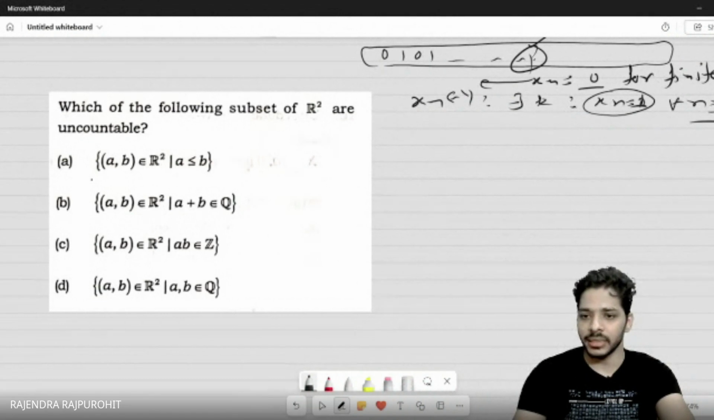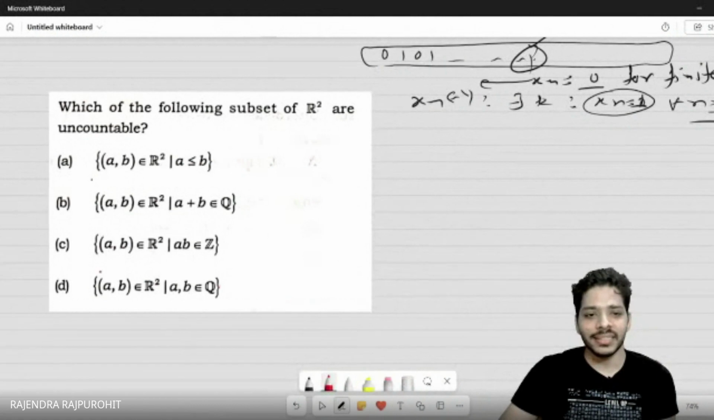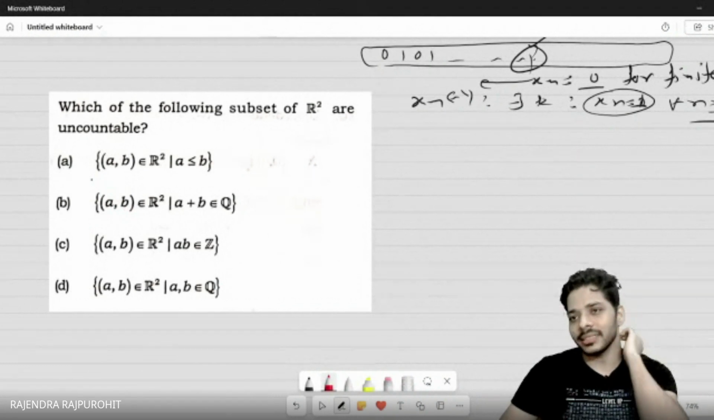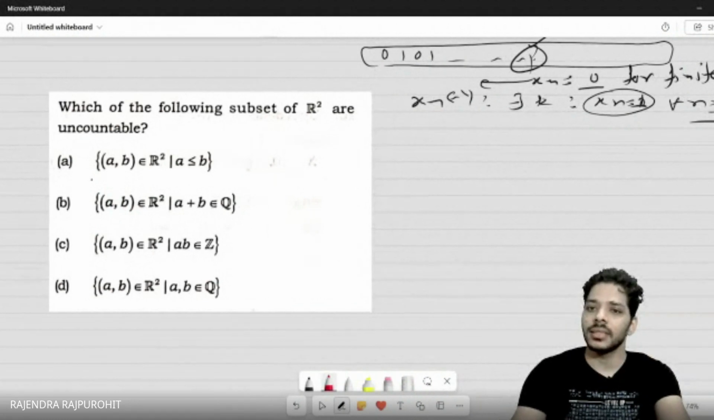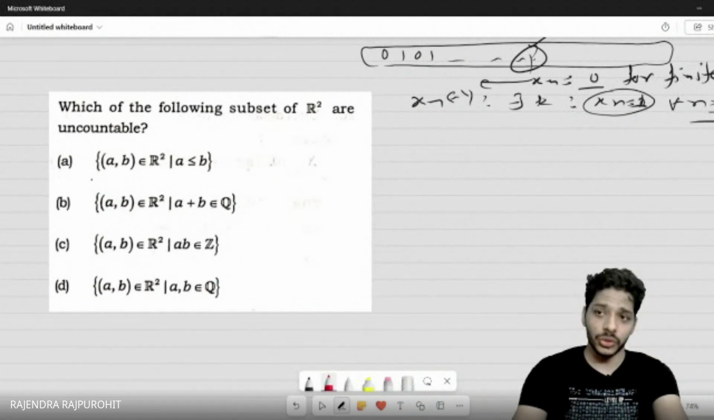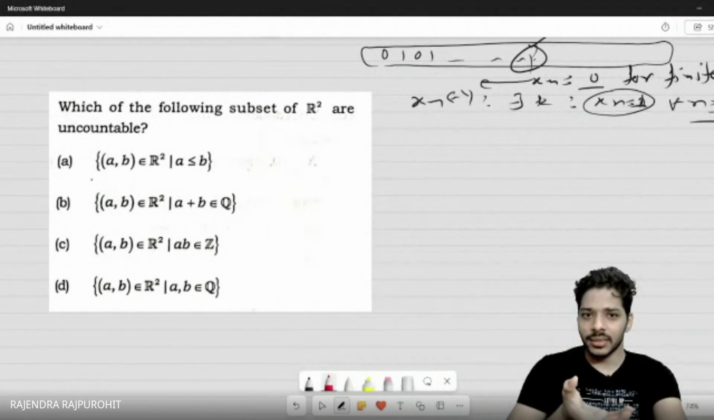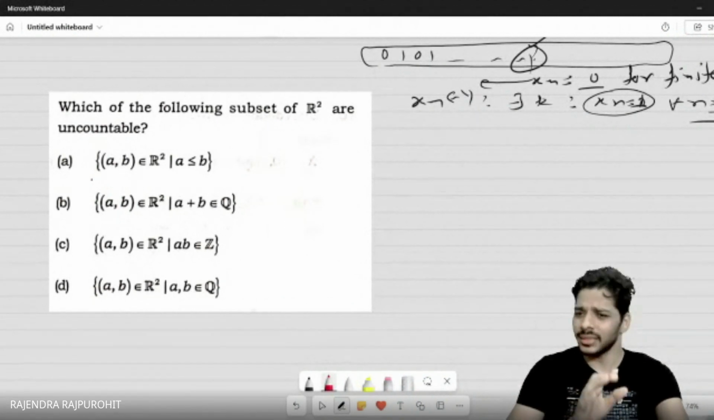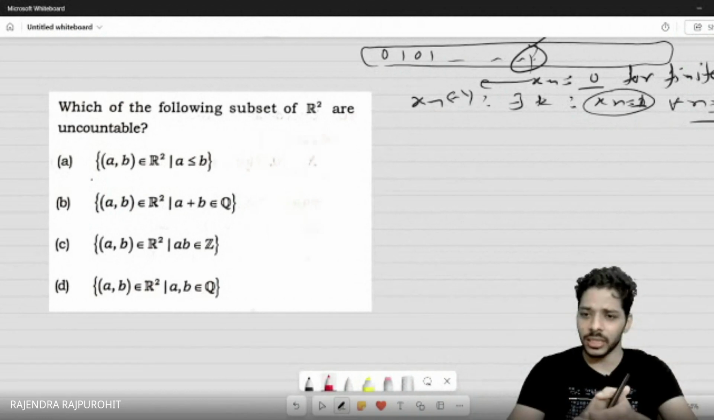I'm getting mixed answers, ABD and ABC. Okay, so let us discuss it together. How do you show a set is uncountable? Generally the method is simple: you somehow show that the given set contains an uncountable subset. That suffices. If you can show that there is an uncountable subset of the given set, then your set must be uncountable.